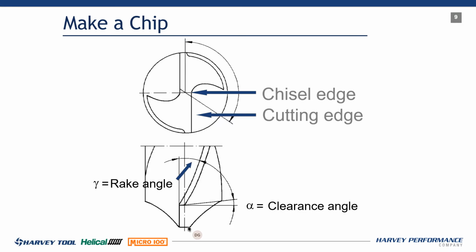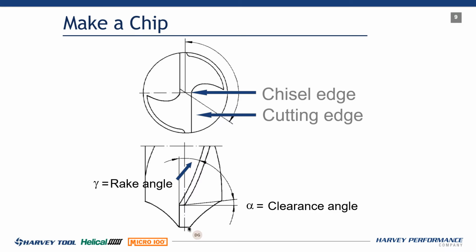Like I said, this is a depiction of the end of a general purpose tool. This is the chisel edge we're talking about. If you take a look at the end of your tool, that's the chisel. It comes in different web thicknesses, lengths, and sizes, but it's what's creating the majority of the thrust force on the drill. The cutting edge is the straight line that connects to the chisel edge. That's what's actually cutting and generating a chip on your material. We have a rake angle, which is shearing the material and running it down the flutes. You have axial rake, you have radial rake, and then all drills have a clearance on them.